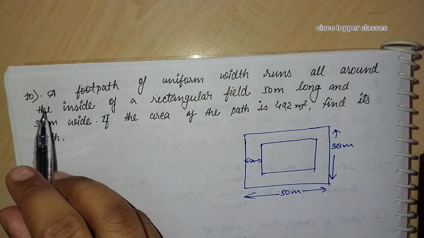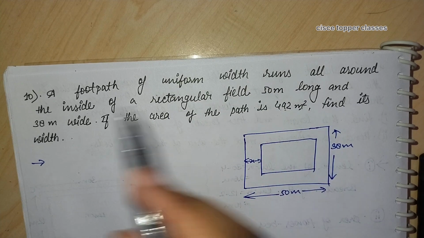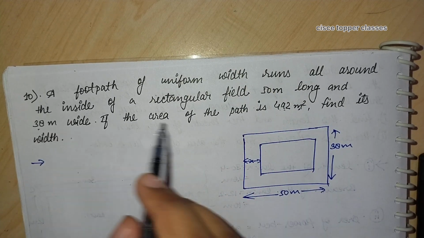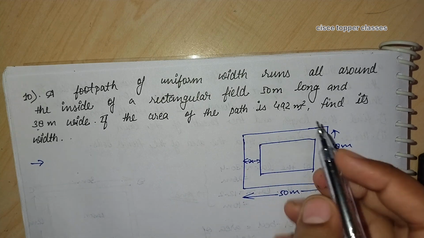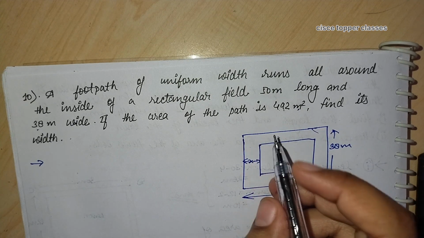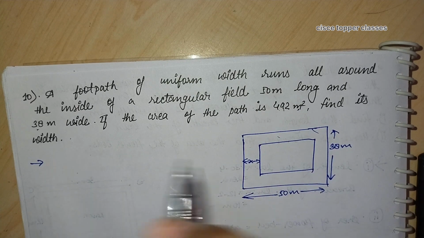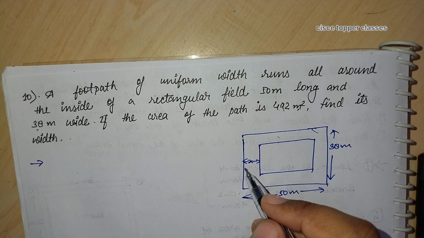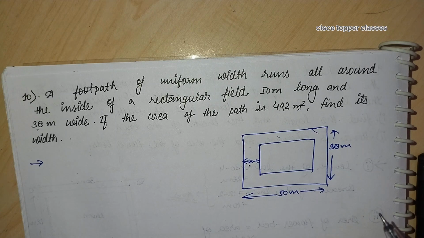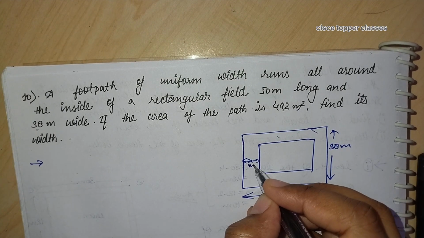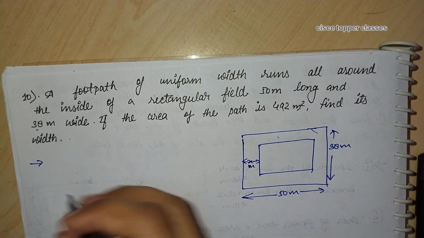Let us solve the 10th question. A footpath of uniform width runs all around the inside of a rectangular field 50 meter long and 38 meter wide. If the area of the path, this footpath, is given, we have to find its width. Means the width of the footpath we have to find. So let this width be x meter, because all are in meter only.